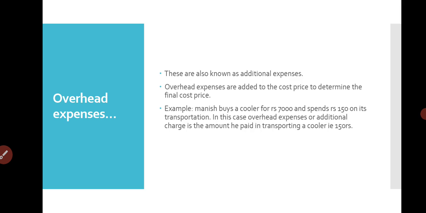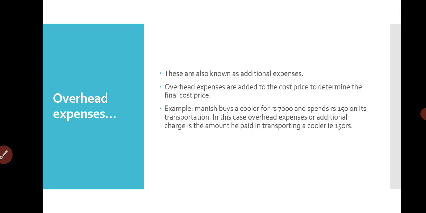Then the amount we pay to that man, and the extra amount we pay for its repair, for its carrying or for its transportation. So these are the extra expenses. The extra amount which we pay to buy an object, other than the cost price, is known as overhead expenses. Therefore, these are also known as additional expenses. Additional because we are paying them other than the cost price. Overhead expenses are added to the cost price.